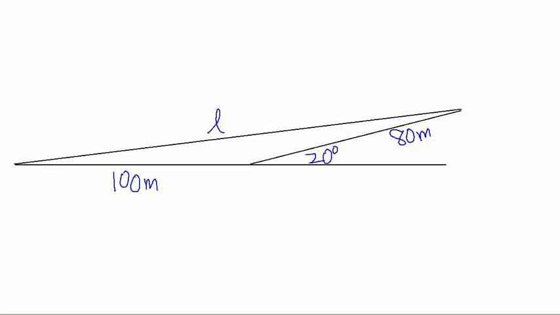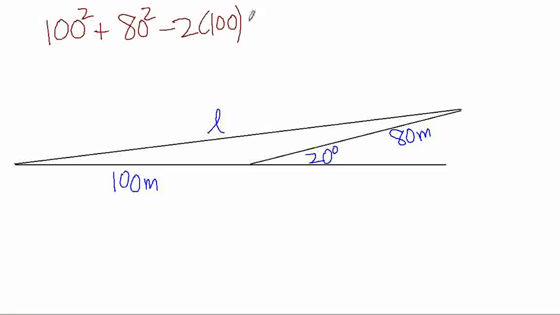All right, so I'll go ahead and work it out as well. So using the law of cosines, 100 squared plus 80 squared minus 2 times 100 times 80 times the cosine, and now we don't want to take the cosine of 20 degrees, but rather the cosine of 160 degrees. That's the measure of the angle inside the triangle, and that's equal to L squared.